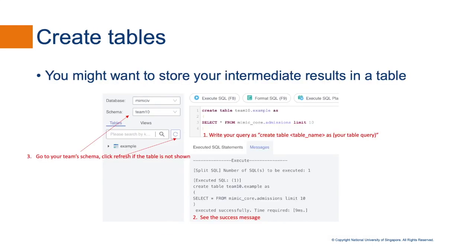Sometimes you would like to store intermediate results for further queries. We suggest that you create tables for these results. In each database, we have already created a schema with your team's name. To create tables, write the query as create table name as, bracket, your table query, and bracket. Execute the query and you should see the successful message below. On the left-hand side, go to your team's own schema. Click refresh. You should see the table you created just now.